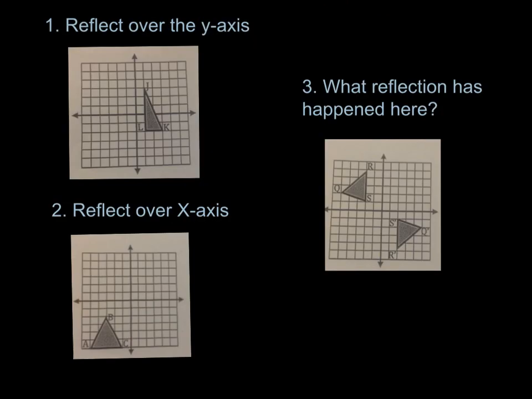All right, with these practice problems, I'd like you to follow the directions. First one, reflect JLK over the y-axis. Two, reflect ABC over the x-axis. And the last one, I want you to tell me what reflection has happened here to go from QRS to Q prime R prime S prime.